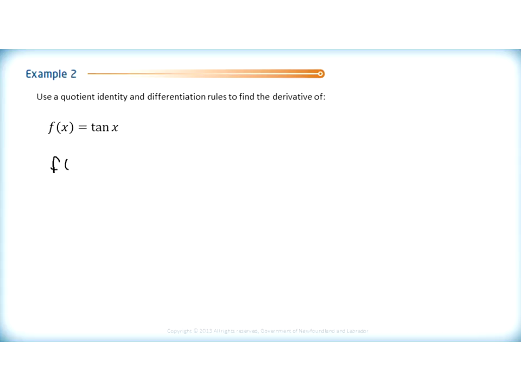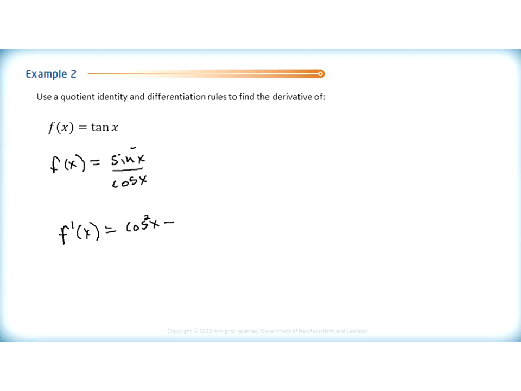Quotient identity tells me that tan of x is actually equal to the sine of x divided by the cosine of x. So this time I'm going to have to use the quotient rule to get anything sensible out of this. So let's say f prime of x equals. The quotient rule tells me I differentiate my numerator, the derivative of sine being cosine, and then I multiply that by the denominator, which is also cosine, so that'll be cosine squared.